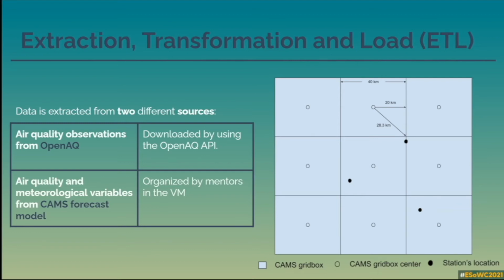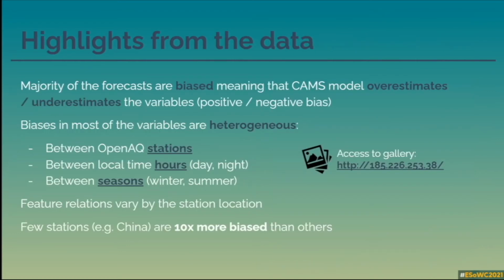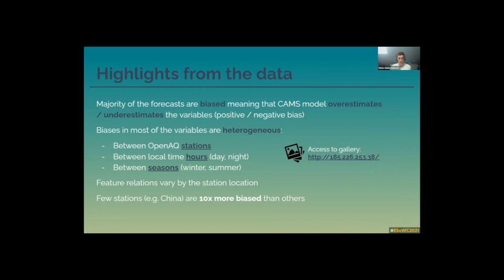In order to prepare the big data set, it was taken into consideration that the CAMS forecast model has a very low resolution, which is 40 kilometers. So we had to interpolate the data to the point of interest. And now I leave the floor to Mario in order to explain some of the highlights obtained from the data processed. Thank you, Antonio.